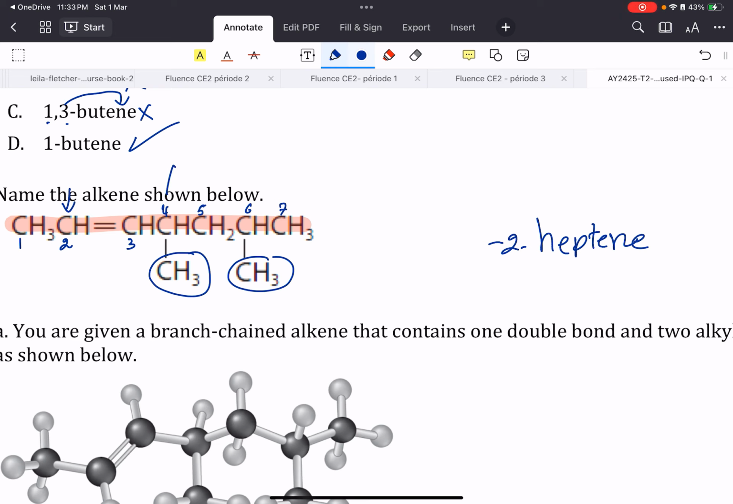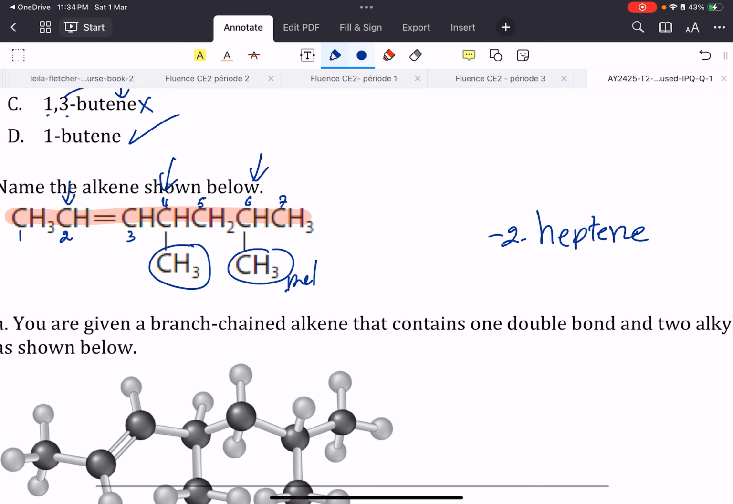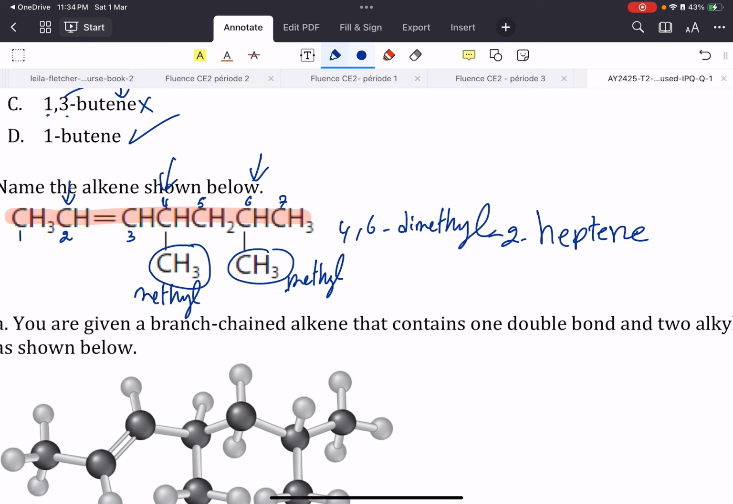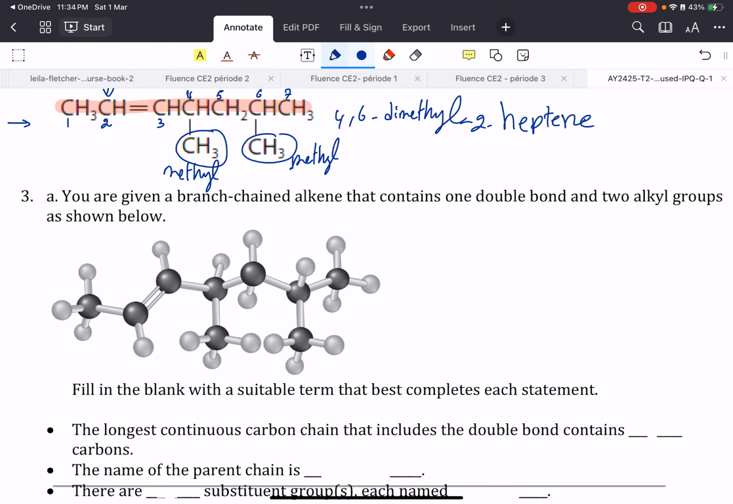Then on the 4th and on the 6th, I have the same branch. Each one is a methyl because it has 1 carbon. So I have 4,6-dimethyl-2-heptene.